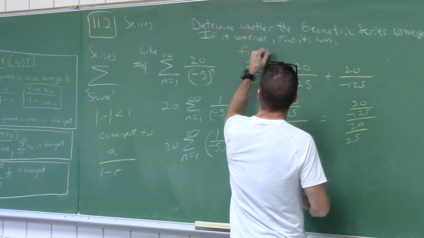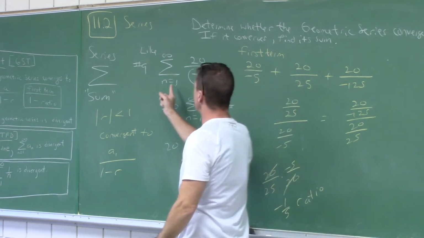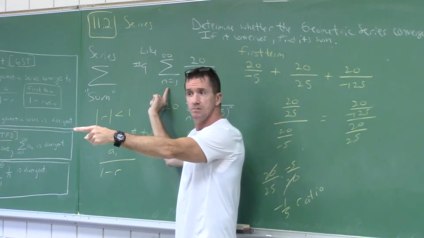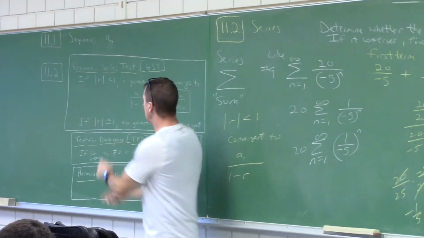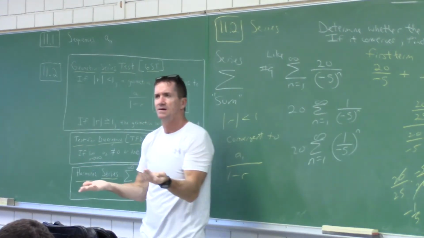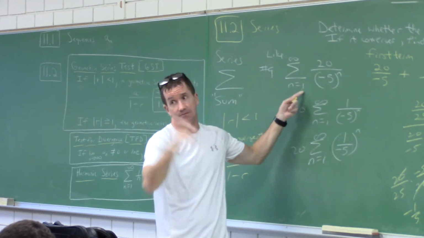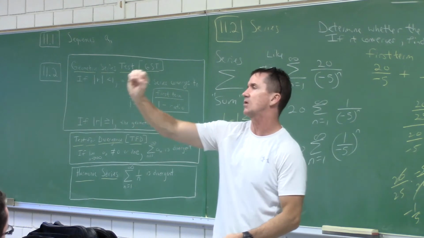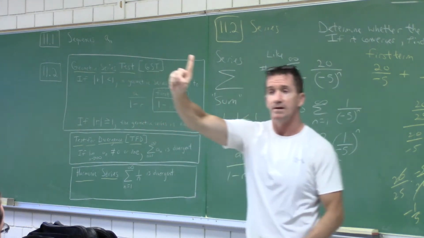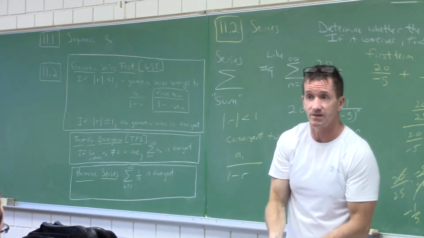Oh, and be careful. Some series start with n equals 0. So the first term would be a sub 0. So maybe I shouldn't even have that 1 there. Because if the thing started with a 0, the first term is plugging in a 0 into n. What's anything to the 0 power? 1. So sometimes these series can start with n equals 0.